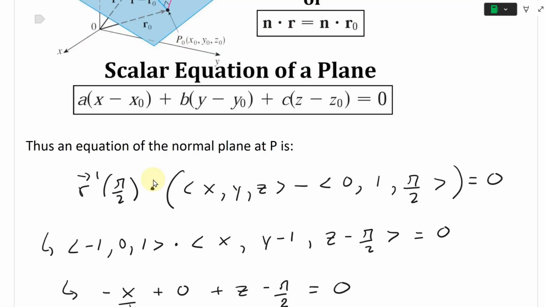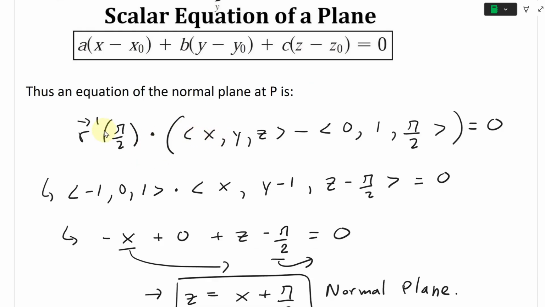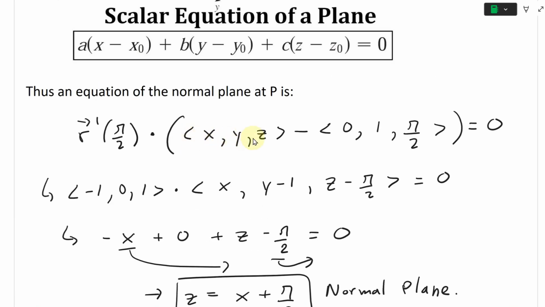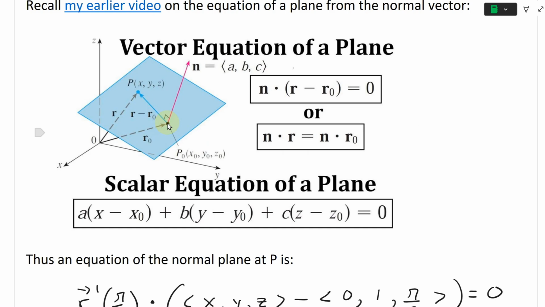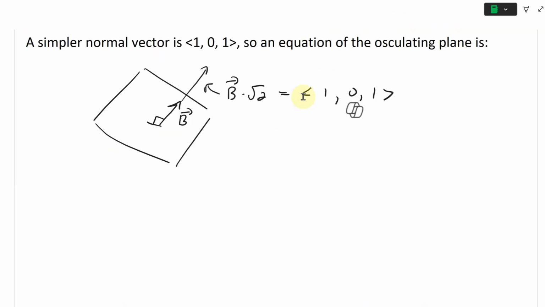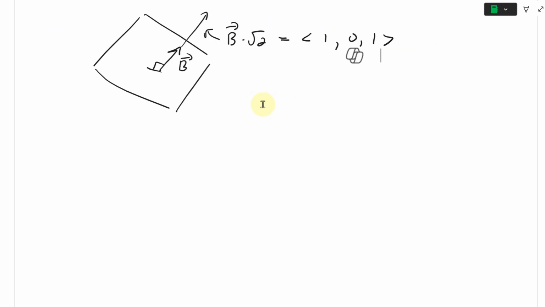So we do the exact same thing. We take the dot product of the normal vector, the binormal vector, with x, y, z, a point on the plane, subtracted by our point P. All right, so now we take our normal vector B there. But we're going to be dealing with multiplying by this square root 2, so I'll do that for completeness. So a better one would just be square root 2 times our binormal vector. It's still going to be normal to that plane.